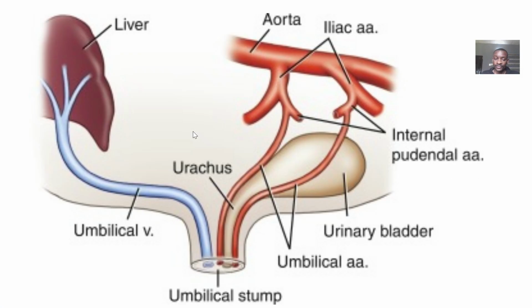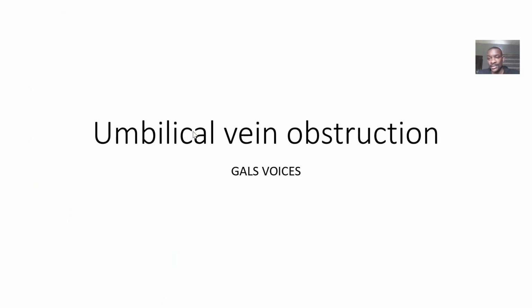Okay, so for the next issue in the umbilicus, in the placenta, this is umbilical vein obstruction. Of course, the placenta connects to the baby through the umbilicus, right? So that part has the umbilical vein and umbilical arteries. They are very important in transporting oxygen, nutrients, and carbon dioxide, and all of that, right?